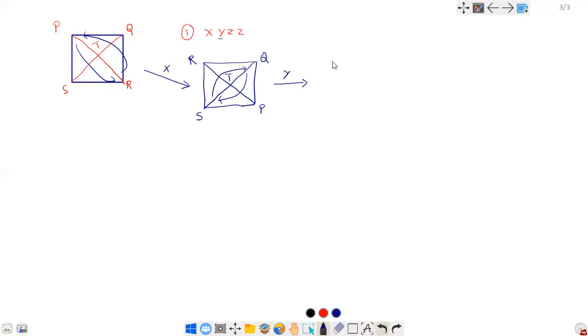So now the structure after performing the Y operation is: Q has the position of S and S has the position of Q. And R as it is and P as it is and center T as it is. Now the next operation is Z and Z. We are performing the Z operation 2 times.